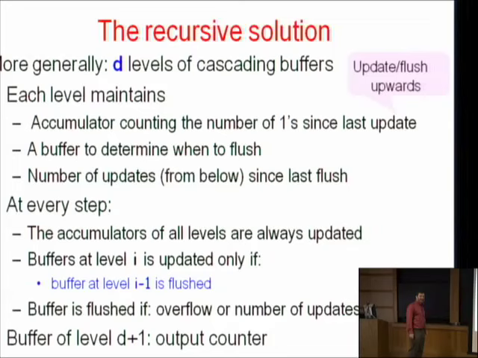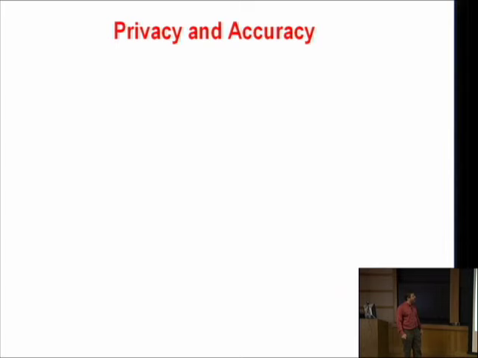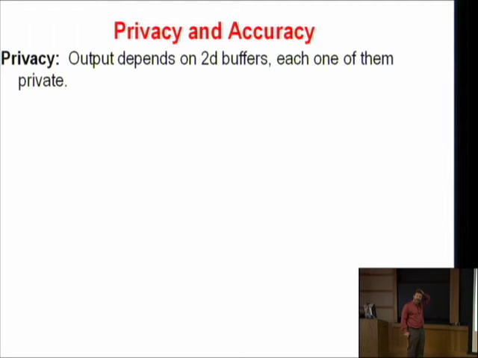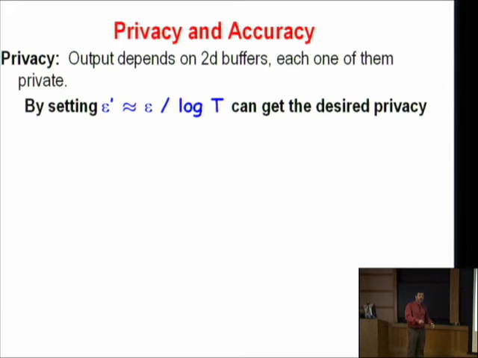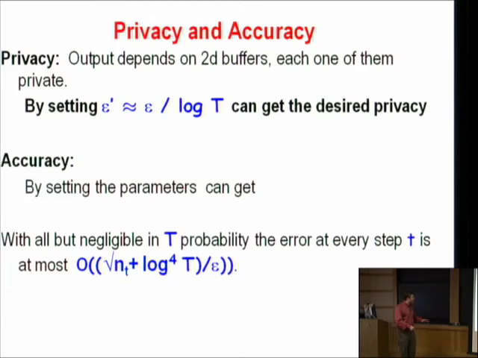So it gives you various approximations. It gives you log T, well, log to the fourth. So privacy: the output depends on 2D buffers. Each one of them is private, so we get it from composition. And we have to set now epsilon prime, the actual epsilon that we use in the Laplacian noise, to be epsilon over log T, because we're going to have something like log T levels. In the accuracy, by setting the parameters right, we get it all with all but negligible in T probability.